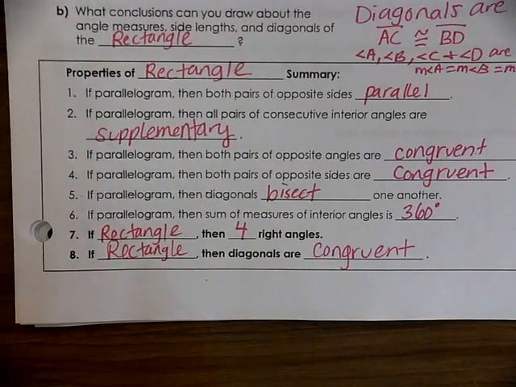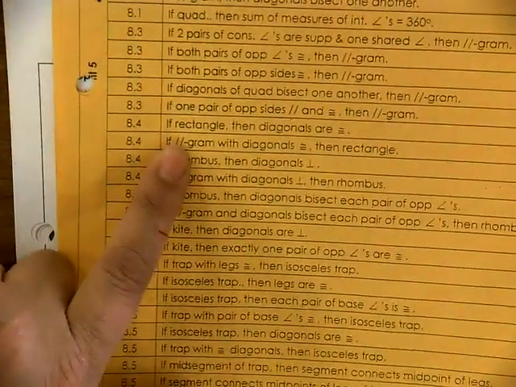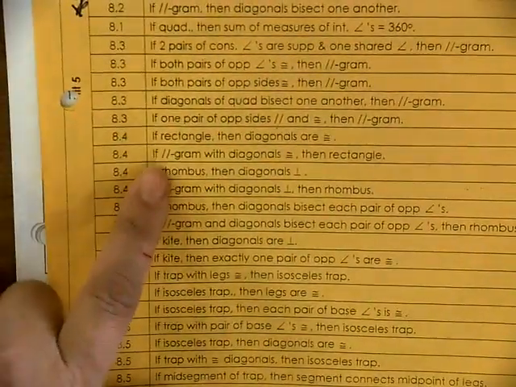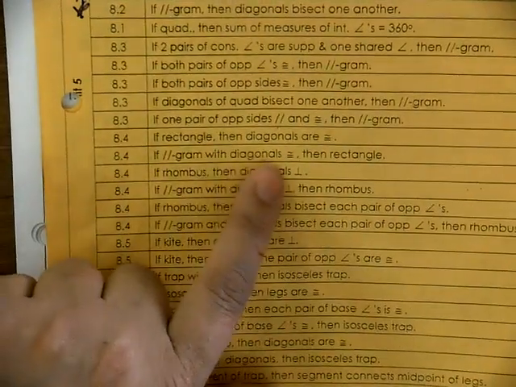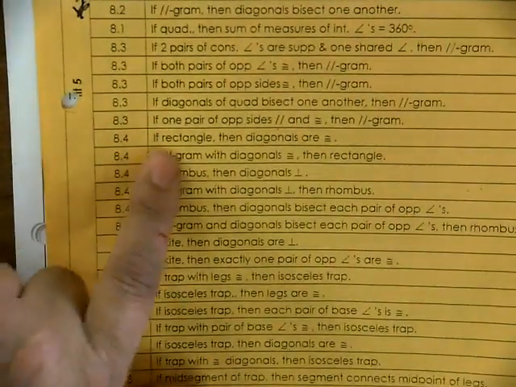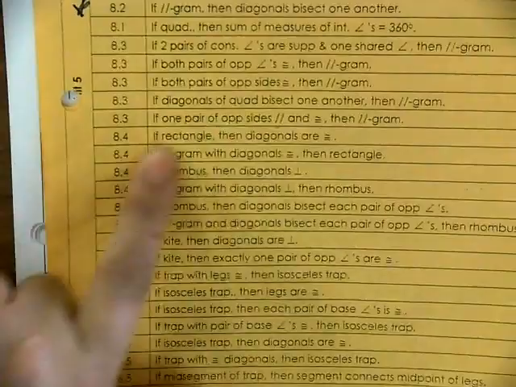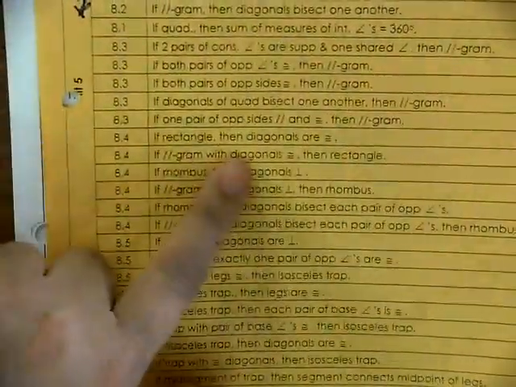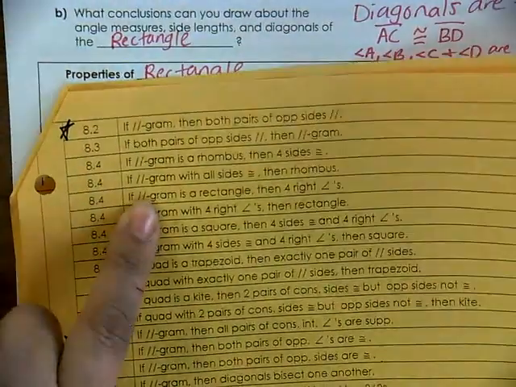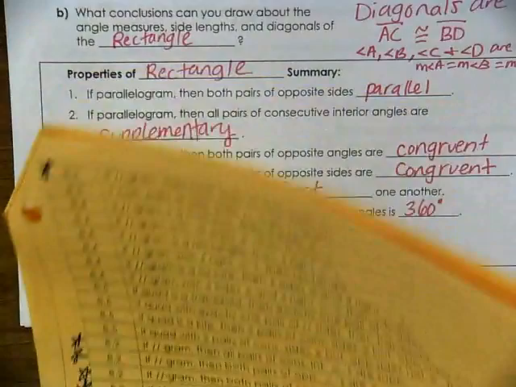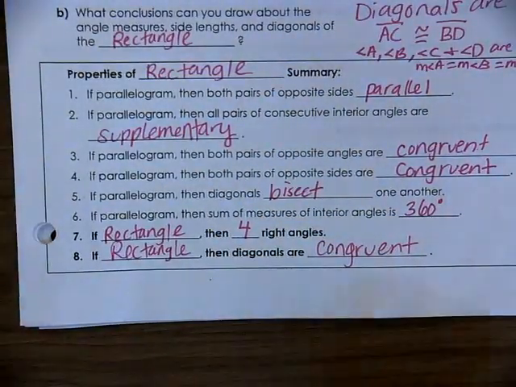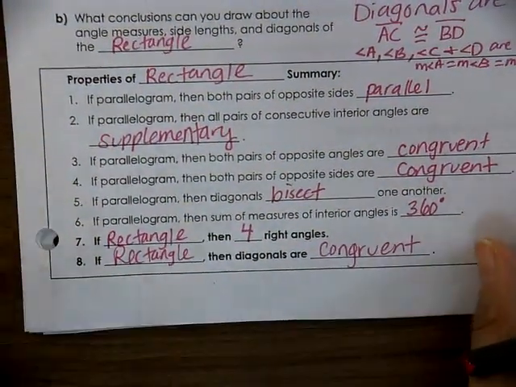If you want to double check where it all is, it's going to be towards the middle or the bottom, but it says if parallelogram with diagonals congruent, then rectangle, or if rectangle then diagonals are congruent. So it says all of the properties right here. The original definition for rectangle, though, is going to be at the top. If parallelogram is a rectangle, then 4 right angles, that we saw earlier this week as well. So it's all in here. You can always come back to that.